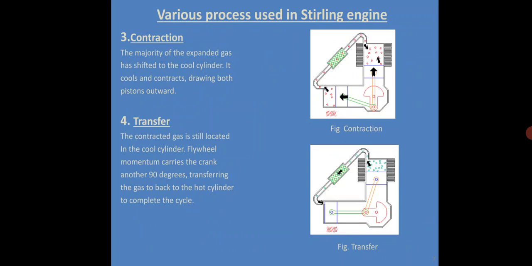Contraction. The majority of expanded gas has shifted to the cool cylinder. It cools and contracts, drawing both pistons outward. Transfer. The contracted gas is still located in the cool cylinder. Flywheel momentum carries the crank another 90 degrees, transferring the gas back to the hot cylinder to complete the cycle.